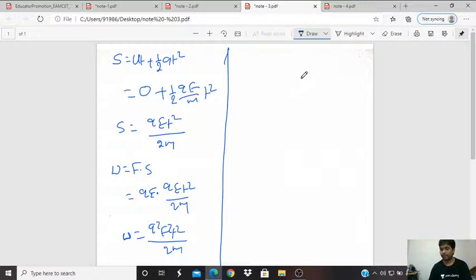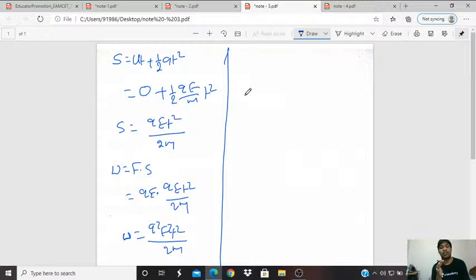Okay now, see, we can apply for projectile motion. In projectile motion, we have maximum height, range, time of flight. In that case, maximum height is U square sine square theta by 2g, and range U square sine 2 theta by g, and the time of flight 2u sine theta by g.